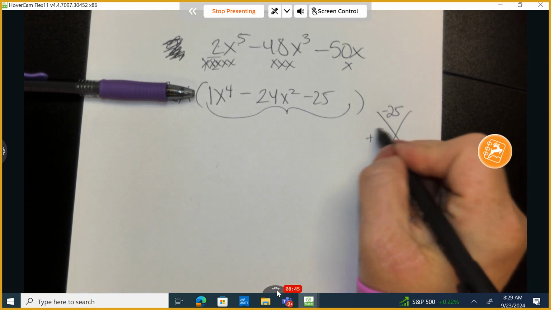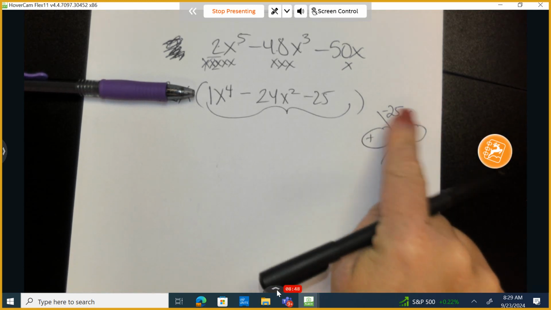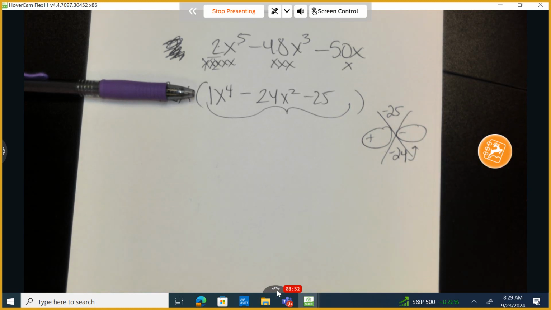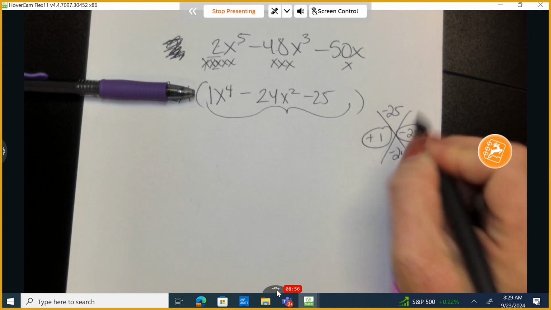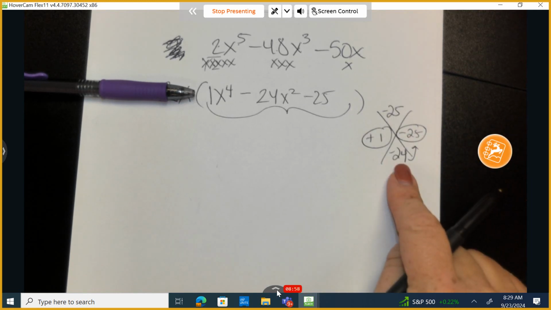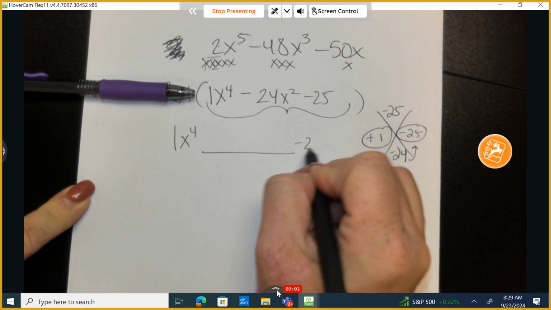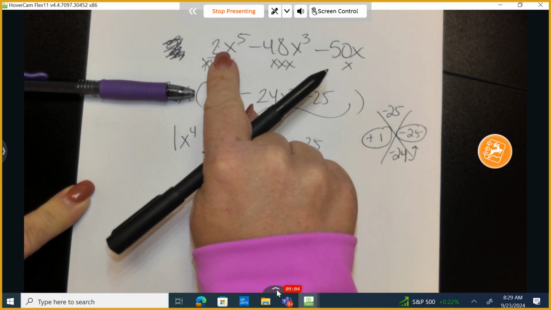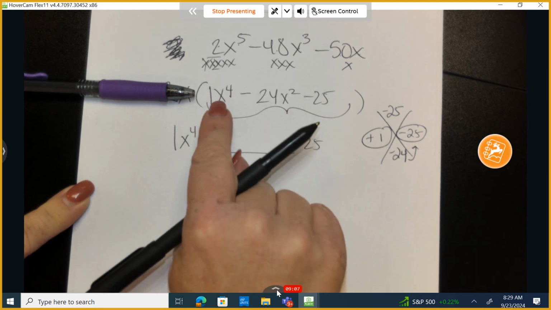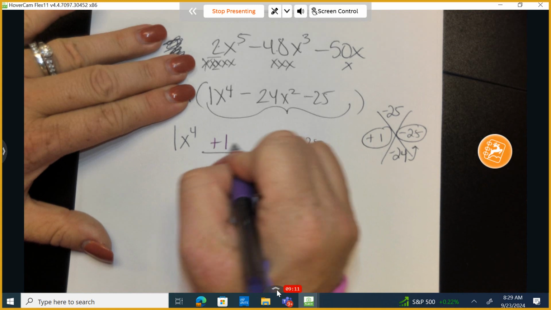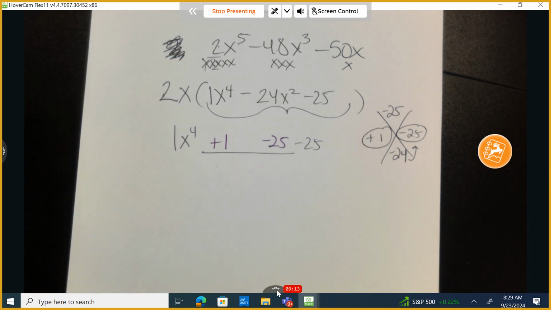This tells me they're going to be different signs, and this tells me that the larger of the 2 is going to be negative. The combination would be 25 and 1, negative 25 and positive 1. They multiply and they combine. I write down the a, and by the way, a great question I often get from students is, which a do I write down, the original a or the a that's in parentheses? It's going to be the a in parentheses. And then I'm going to put down the positive 1 and the negative 25.